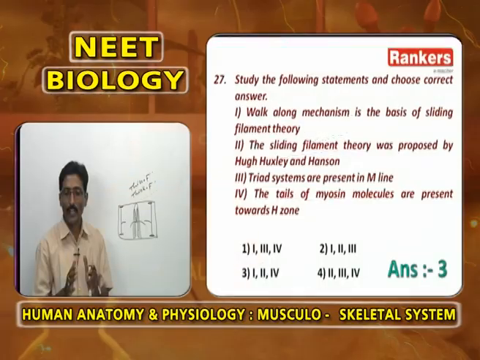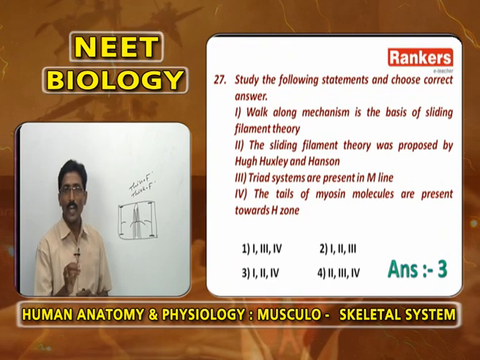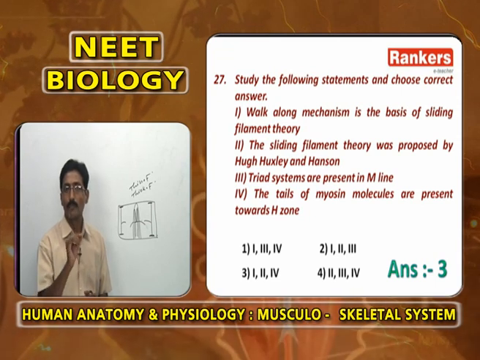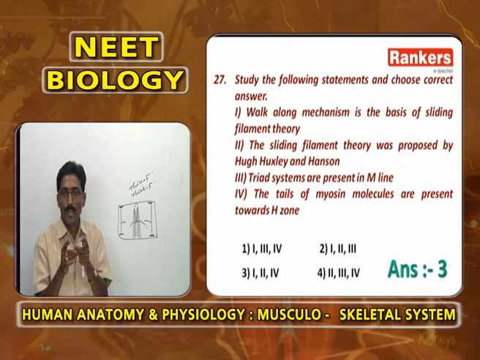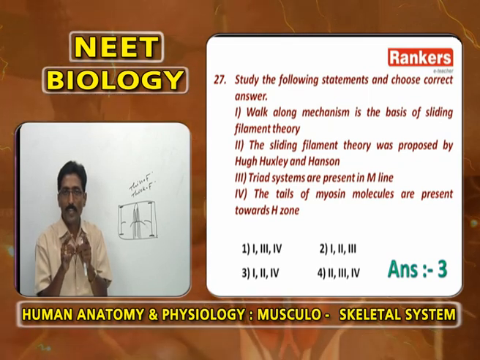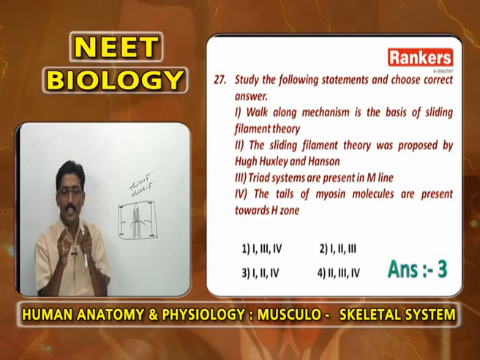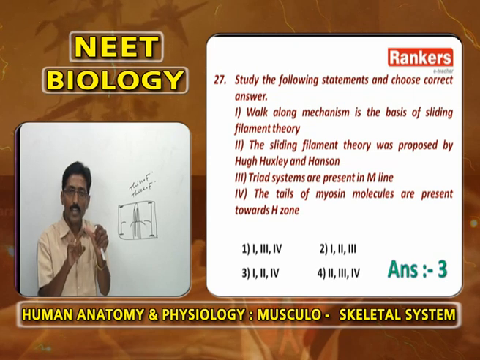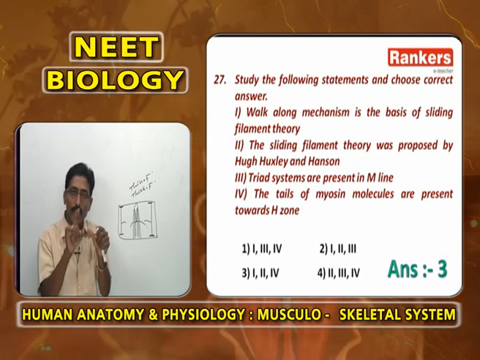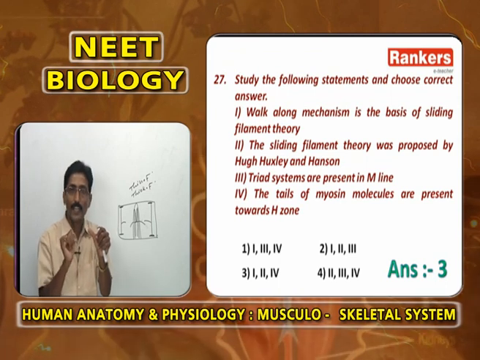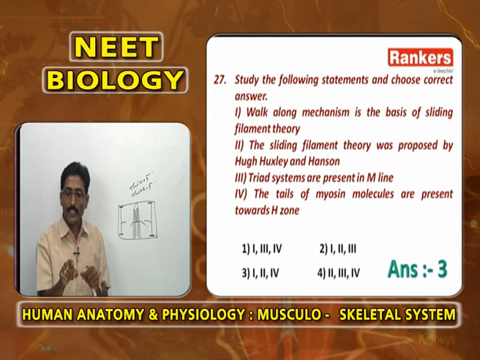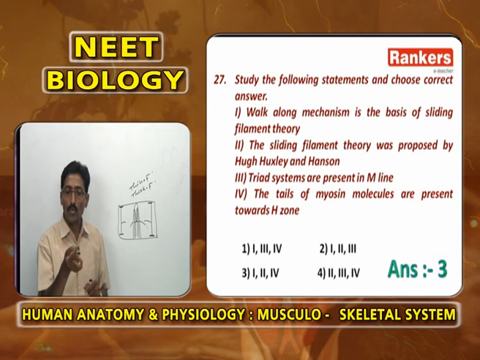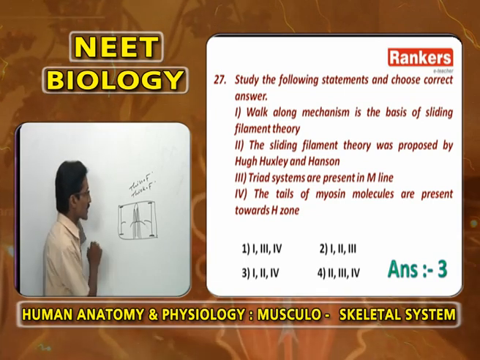Second, sliding filament theory was proposed by Huxley and Hansen. Third one, triad systems are present in M line. That is wrong. In mammals, as we discussed already, the triad is present between I and A. Other than mammals, that means in Pisces, amphibians, reptiles, aves, the triad is present in the Z line. But here they gave triad systems in the M line. That is wrong. Fourth, the tail of myosin molecules are present towards the H zone.